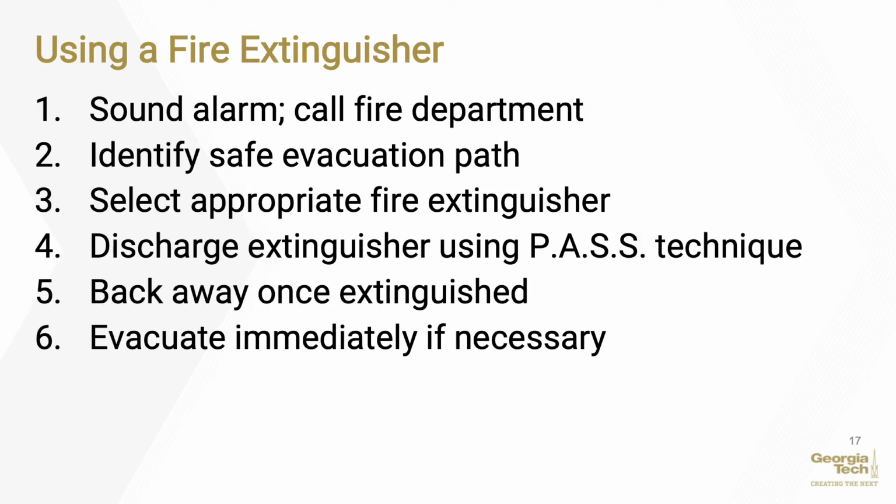The following steps should be followed when responding to incipient stage fires. Sound the alarm and call the fire department if appropriate. Identify a safe evacuation path before approaching the fire. Do not allow the fire, heat, or smoke to come between you and your evacuation path. Select the appropriate type of fire extinguisher. Discharge the extinguisher within its effective range using the PASS technique: pull, aim, squeeze, sweep. Back away from an extinguished fire in case it flames up again. Evacuate immediately if the extinguisher is empty and the fire is not out. Evacuate immediately if the fire progresses beyond the incipient stage.